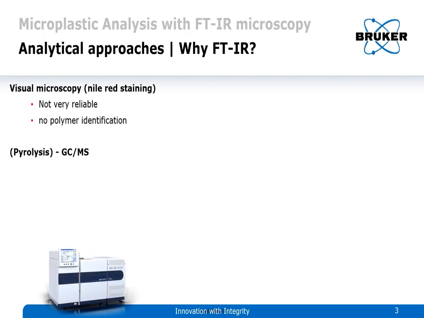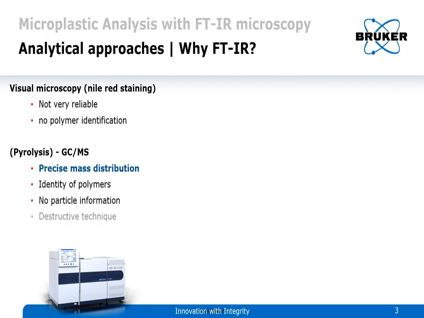A very common and very good technique is pyrolysis GCMS. Here you get very precise information about the mass distribution of the particles and the identity of the polymers as well, but you get no information about the particles. And this is also a destructive technique where the sample is destroyed during the measurement and you can only have small amounts per run. So you need to prepare your sample quite extensively to have it in a quality that it can actually be measured by GCMS.